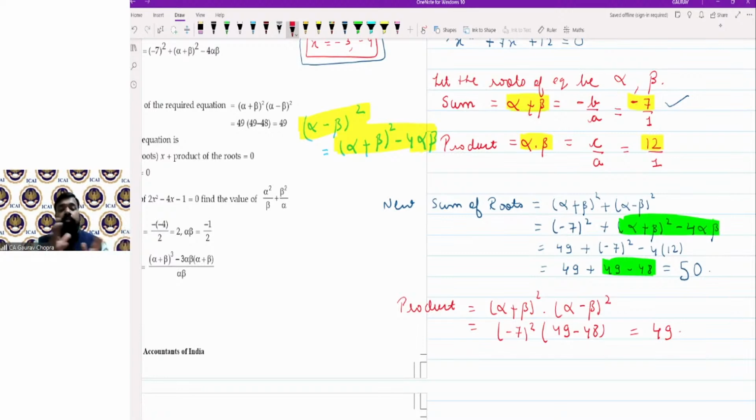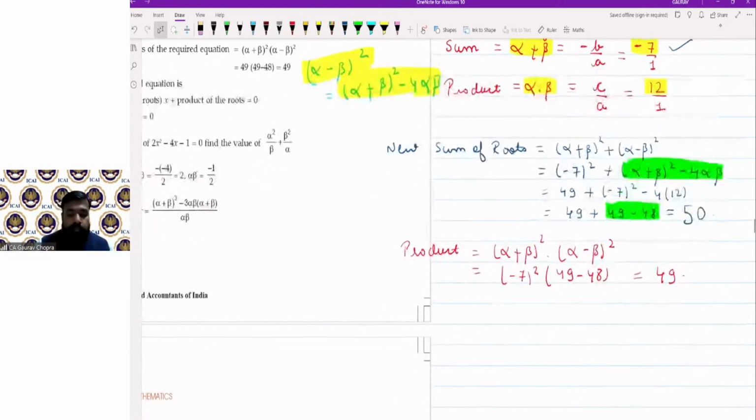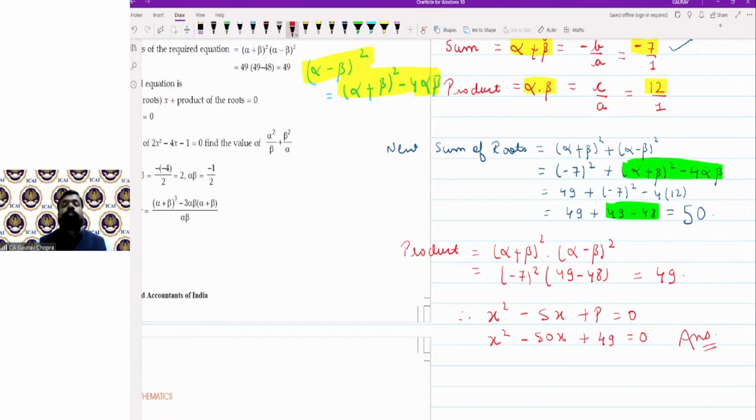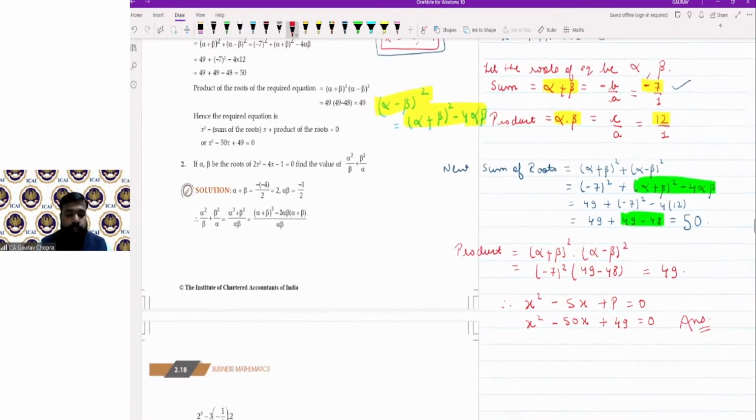तो हमने सम निकाला, हमने प्रोडक्ट निकाला. Now ultimately finding out the equation. So therefore equation is x square minus sum of x plus product is equal to 0. Now what is the sum? Sum is 50. So x square minus 50x plus product is 49 and then equal to 0. So this is the final answer. All right. So इस तरीके से हम क्वेश्चंस को सॉल्व कर सकते हैं.